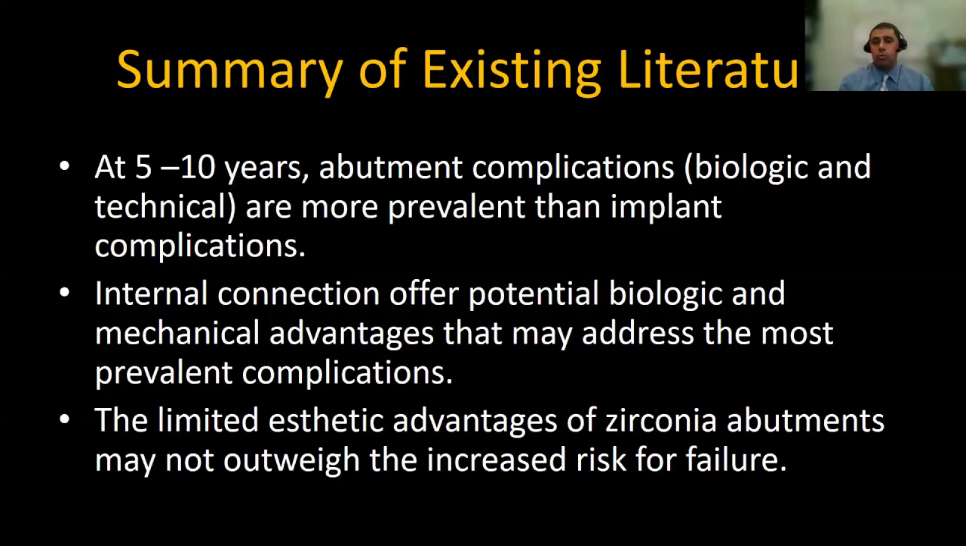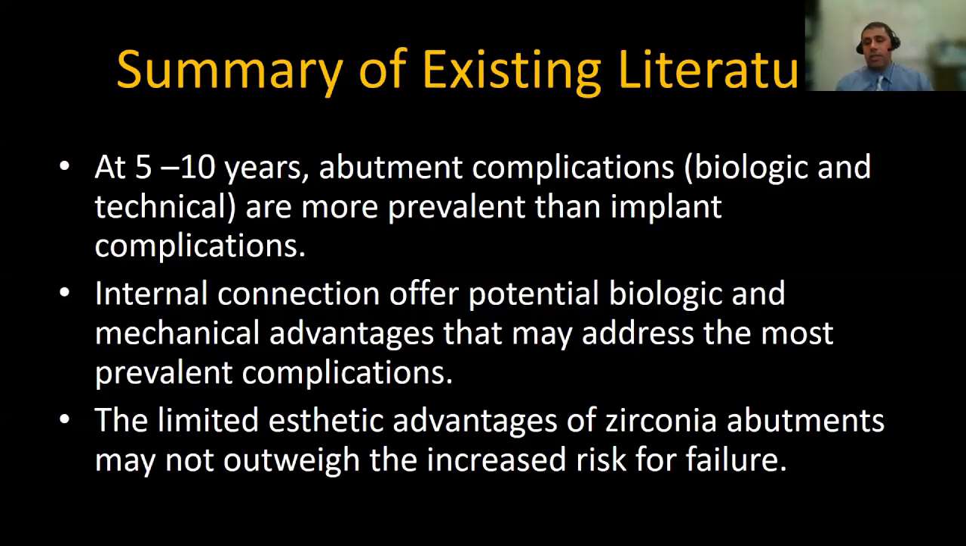But if we look at a summary of the literature when it comes to abutments, at 5 to 10 years, abutment complications, both biological and technical, are more prevalent than implant complications. So the implant complications happen later, and the abutment complications can happen earlier. Things like screw loosening, aesthetic problems with particularly gingival recession. Again, internal connections offer potentially better biological and mechanical advantages to address most of the prevalent complications with implant abutments.